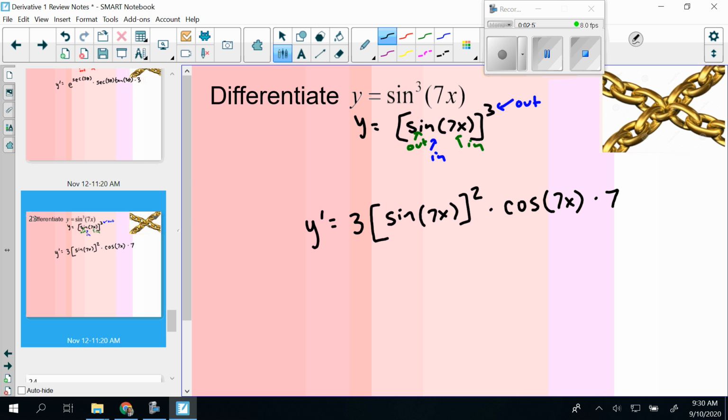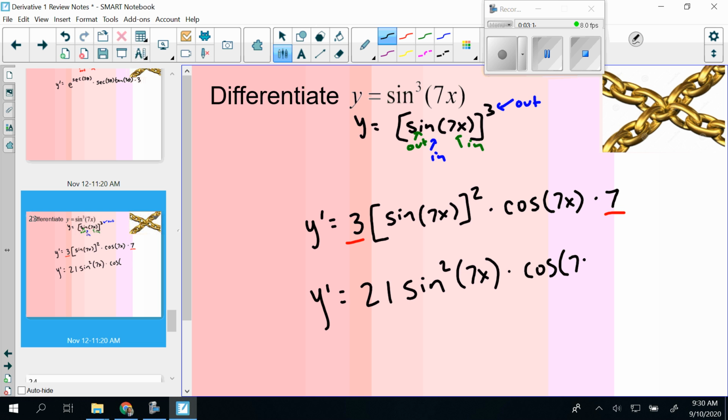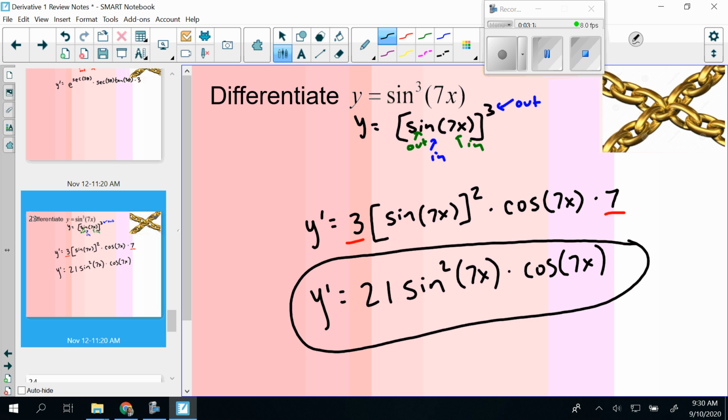This one you can simplify a little bit here. Let's combine our 2 coefficients there. Also, we could go back and write that notation of sine the way we had it at the beginning. So sine squared of 7x times cosine 7x. And that would be likely how you would see the solution written.